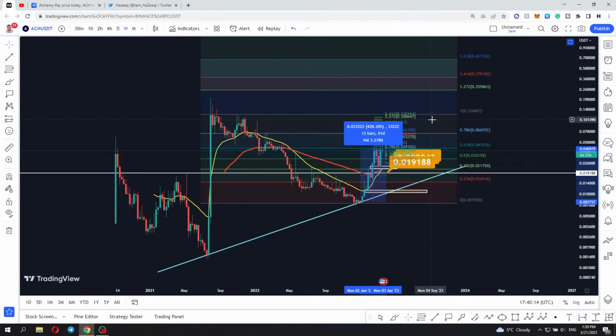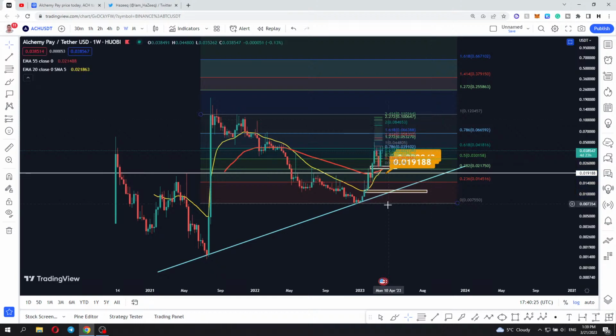You don't want to be buying at the very top, but you also don't want to be waiting for $3,000 Bitcoin like a degen. So that's what we have for Alchemy.